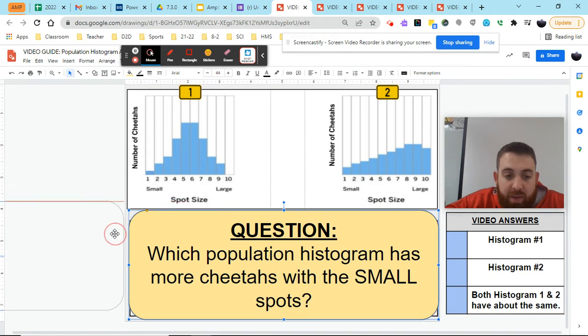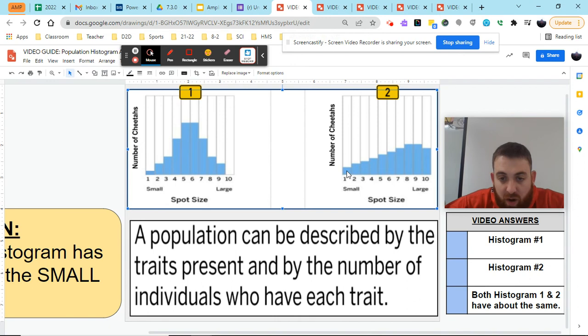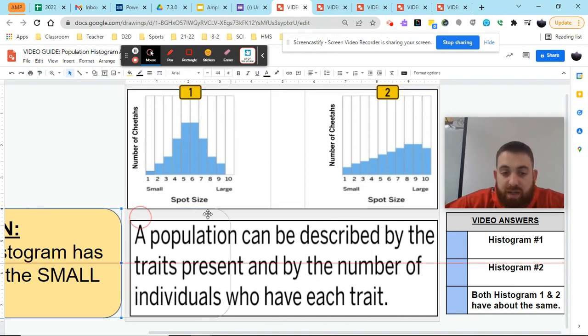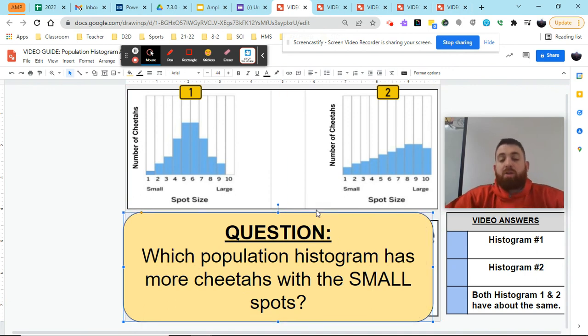And we know that because we can describe the population by the traits present. And we can look at each of the numbers of individuals who have those traits. This bar is a little smaller than this bar. These two bars are about the same, and this bar is a little bit bigger than that bar. And when we compare those three, we can definitely say that they have about the same amount of small spotted cheetahs. So that's how we get our answer.